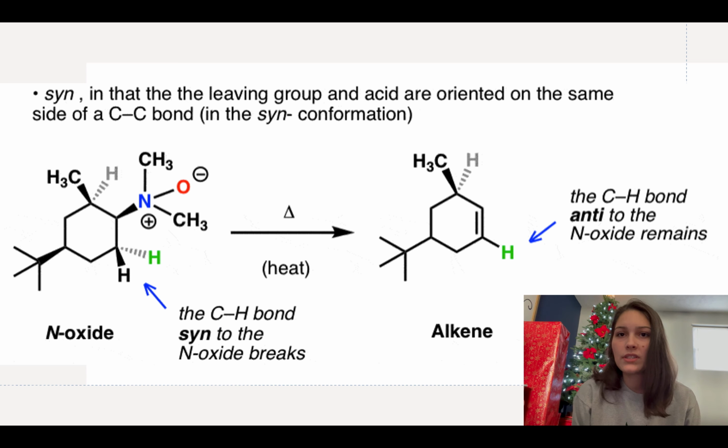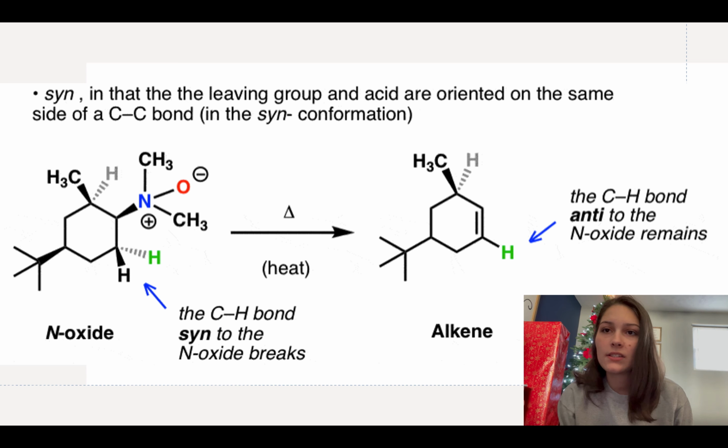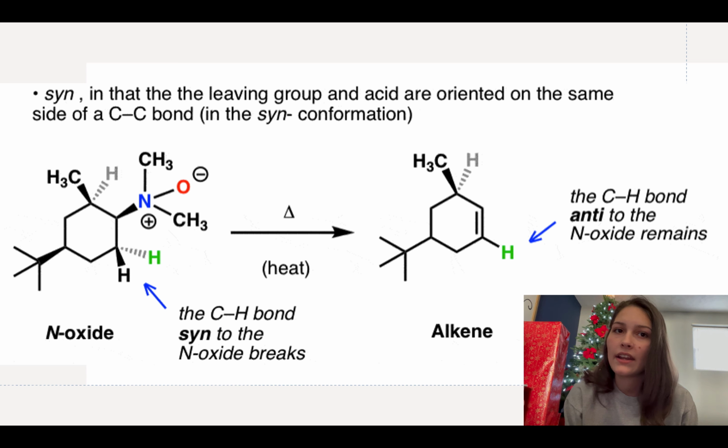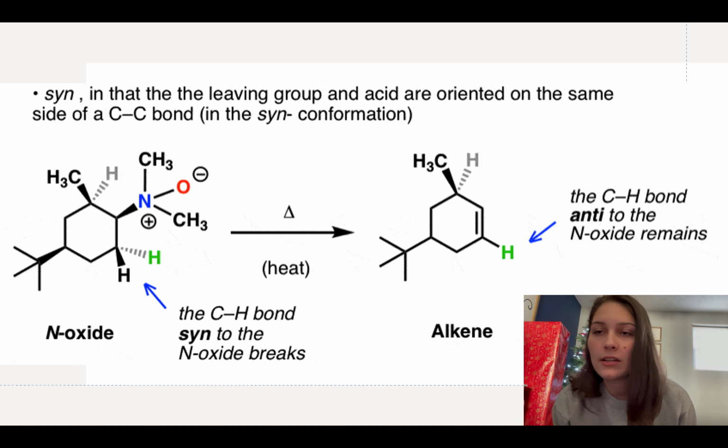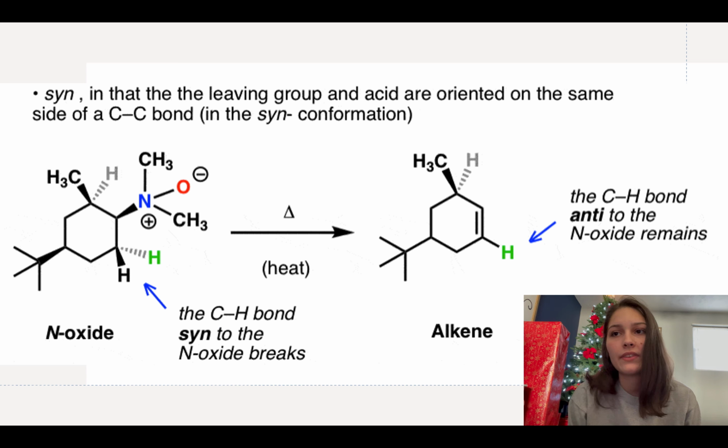This trend is most likely due to the fact that the less highly substituted beta carbon bears more hydrogen atoms than the more highly substituted one. At a given moment in the sample of substrate, there are more molecules in which a hydrogen atom on the less highly substituted beta carbon is syn periplanar to the leaving group than there are in which a hydrogen atom on the more highly substituted beta carbon is.